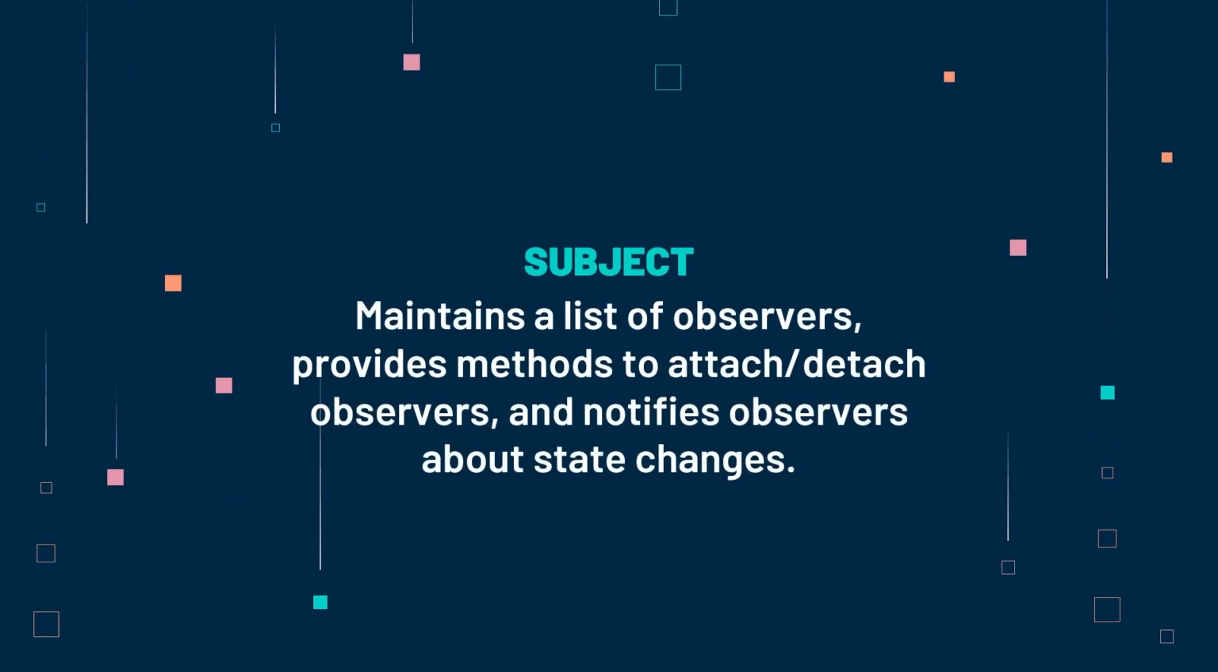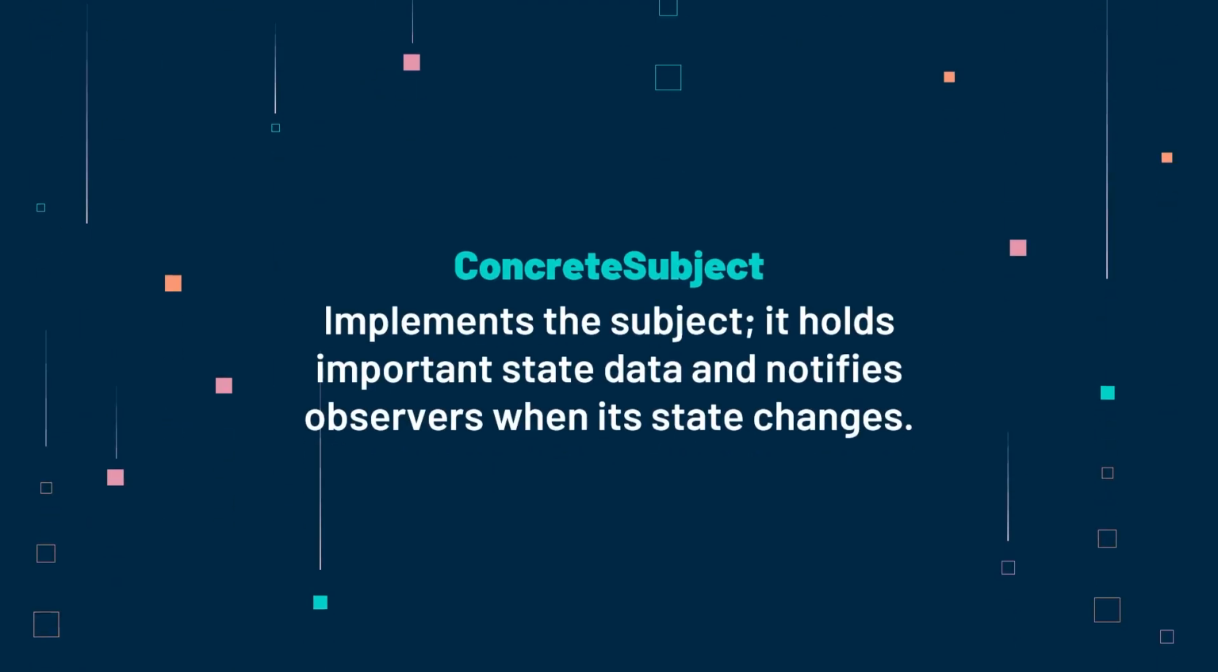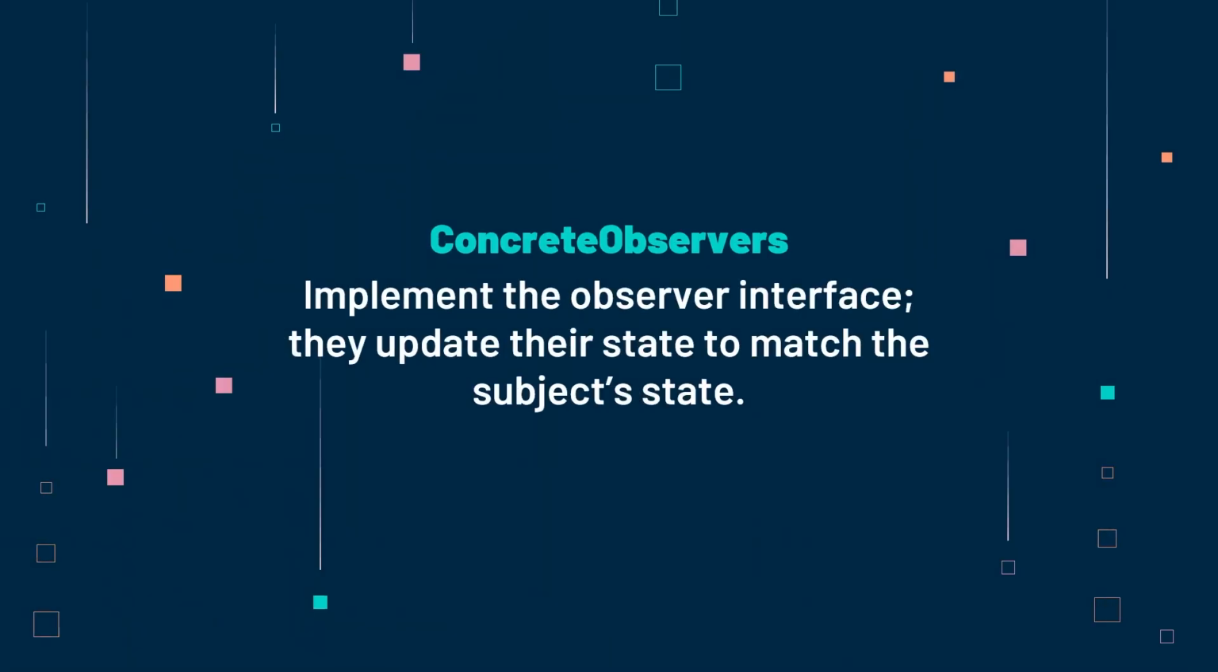The subject maintains a list of observers, provides methods to attach or detach observers, and notifies observers about state changes. The observer defines an interface for receiving updates from the subject. The concrete subject will implement the subject. It holds important state data and notifies observers when its state changes. The concrete observers, last but not least, will implement the observer's interface. They update their state to match the subject's state.